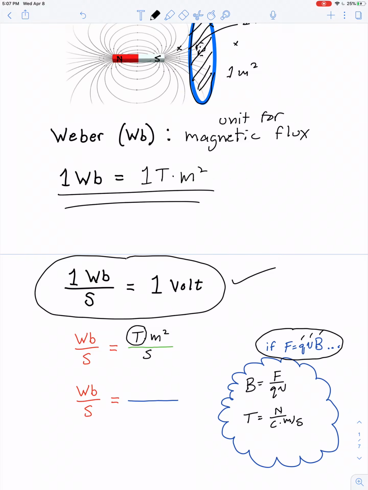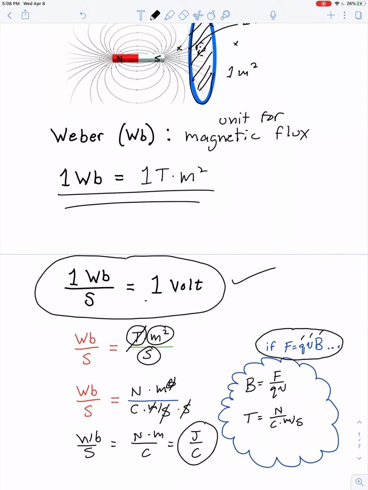So let's make that substitution. A Newton per Coulomb meter per second replaces Teslas, and then we still have square meters and seconds to account for. So how do these units combine? Well, the seconds cancel out, one of the meters cancels out, and now we're left with a statement that a Weber per second is equal to a Newton meter per Coulomb. But a Newton meter, as you know, is a joule, and a joule per Coulomb, what's that? Well, yep, that's a volt.